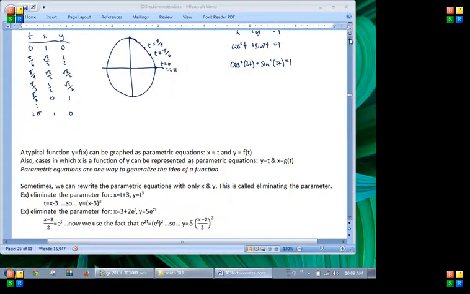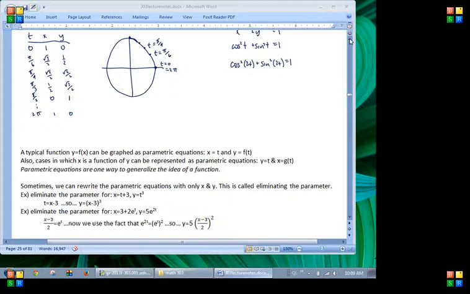x equals t plus 3 and y equals t cubed. So you want to eliminate the parameter. So you're going to solve for t. You have two equations, so you have to pick which one you want to solve for t. Now you could do either one, but the equation for x is linear, so it probably makes more sense to do it there. So you just very simply get t equals x minus 3.